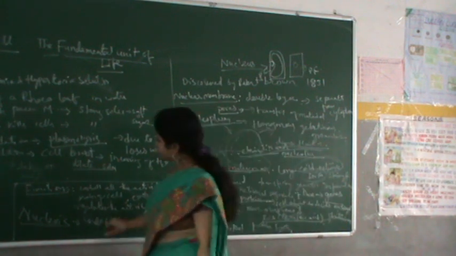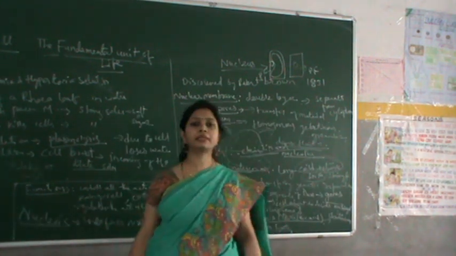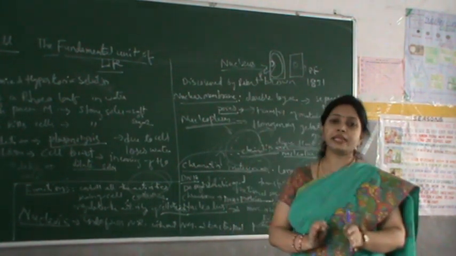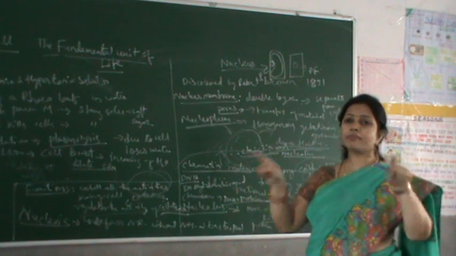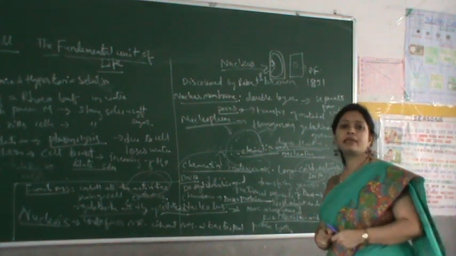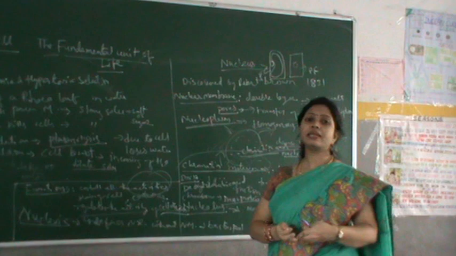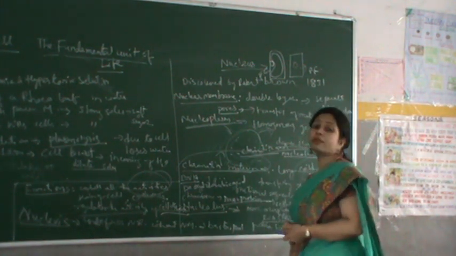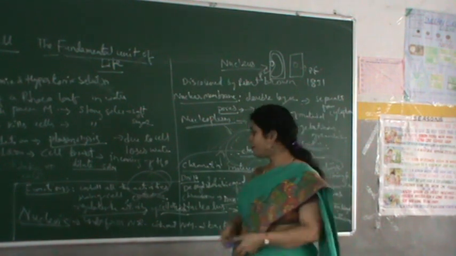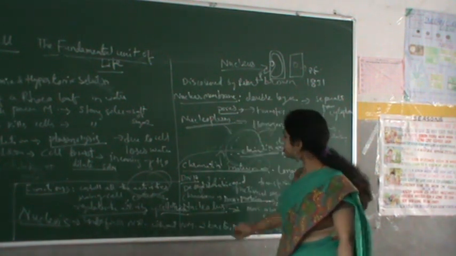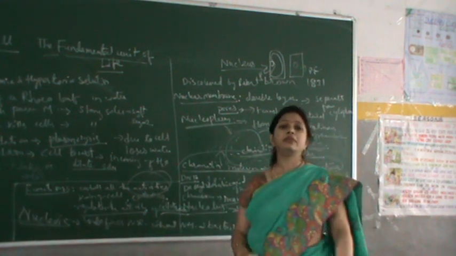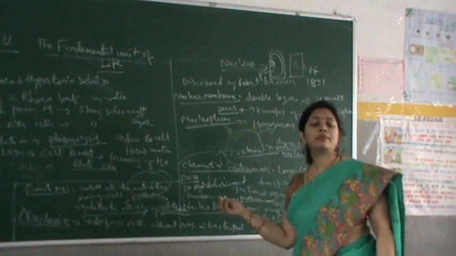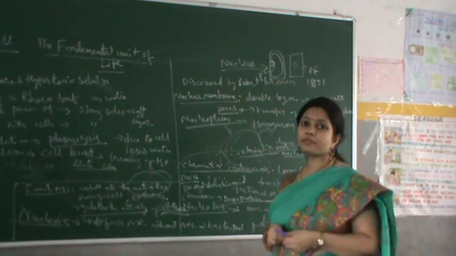Now, what are nucleoids? When the nuclear material or nucleic acid is not enclosed or surrounded by the nuclear membrane, the nuclear material or nucleic acid floats in the cytoplasm. Such cells are called nucleoid cells. Examples are bacteria, the most well-known nucleoids. Why are they called nucleoids? Because there is no nuclear membrane to surround the genetic material, the nucleic acid.